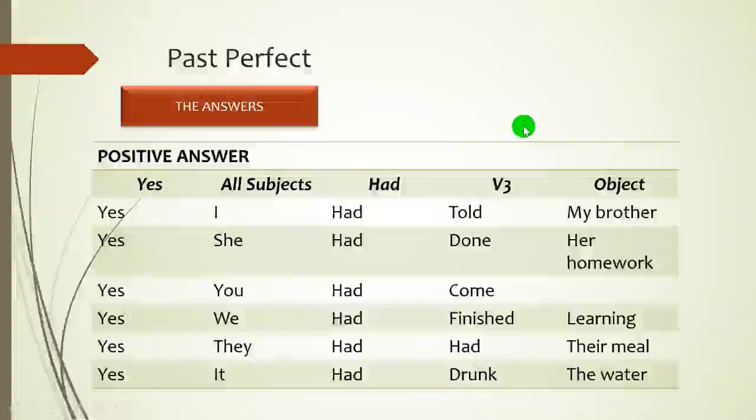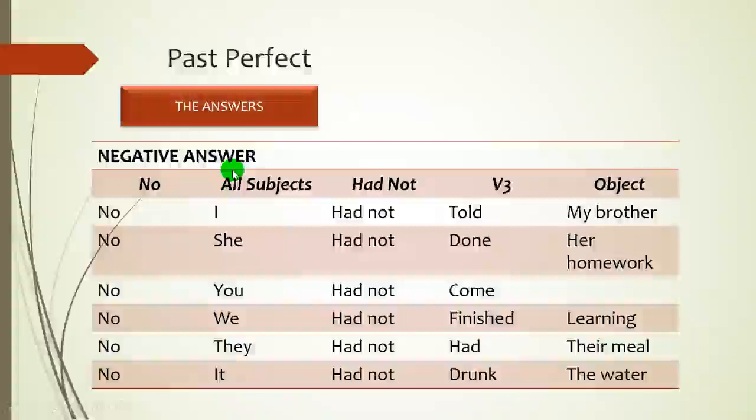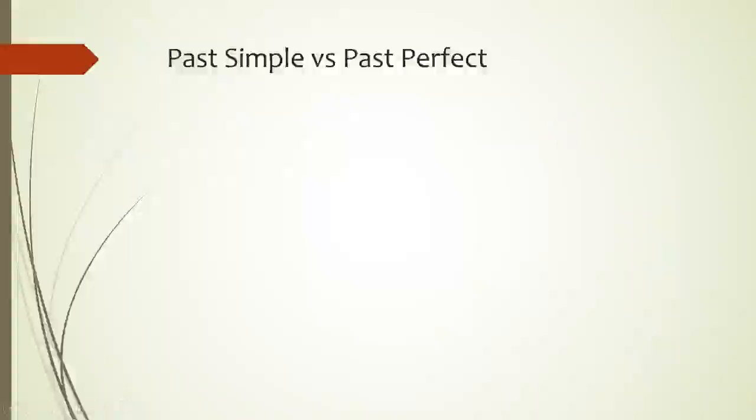For the positive answers, yes, followed by the positive pattern of the past perfect. So you see here, yes, followed by all subjects, and then followed by had, and then verb 3, and then the object. For the negative answer, no, followed by the negative pattern of the past perfect. No, followed by the subject, and followed by hadn't, verb 3, and then the object.